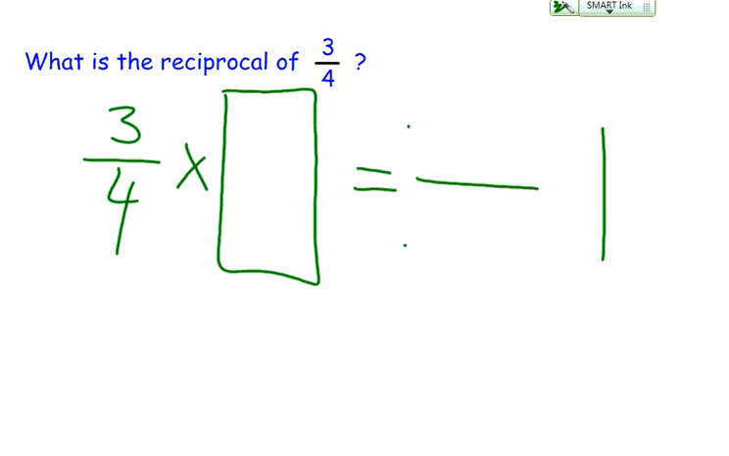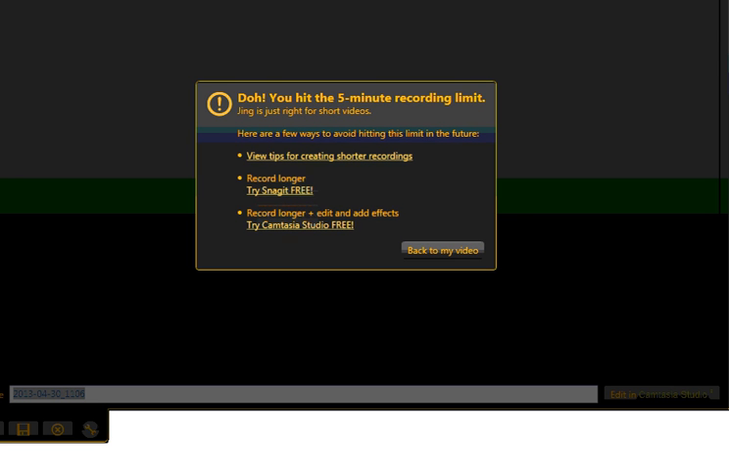Well, if I take 4 times 3, that will give me 12. And then if I do the opposite, I do 3 times 4, right? You see how it got flipped, our fraction really got flipped there.